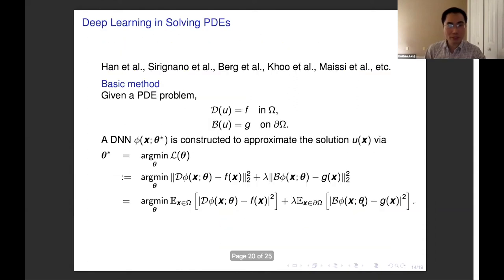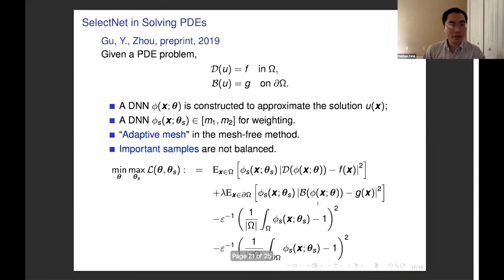So let me quickly introduce the idea for applying the selection network for solving high-dimensional PDEs. For example, if we have a high-dimensional PDE, we want to solve it using the least square idea. This is the original loss function. And then if we want to include a selection network into the loss function, we could apply another neural network to adaptively choose the sample in the loss function.